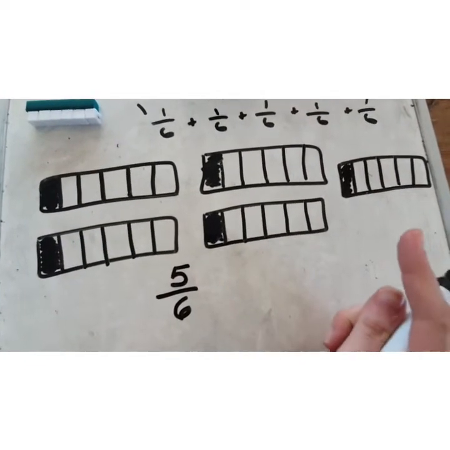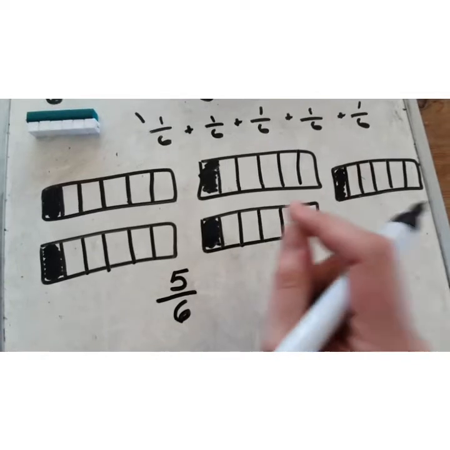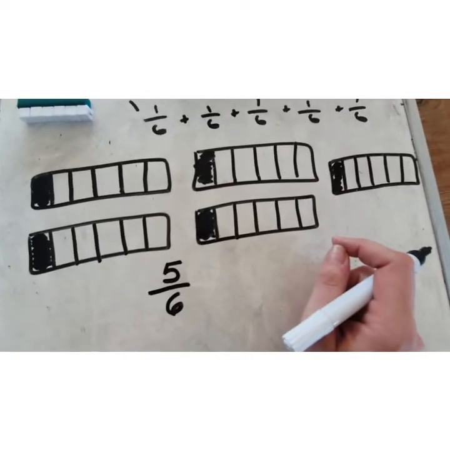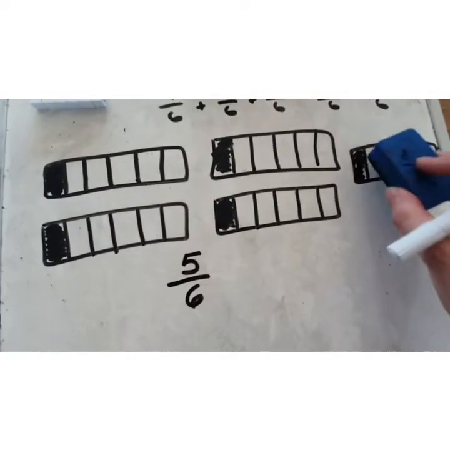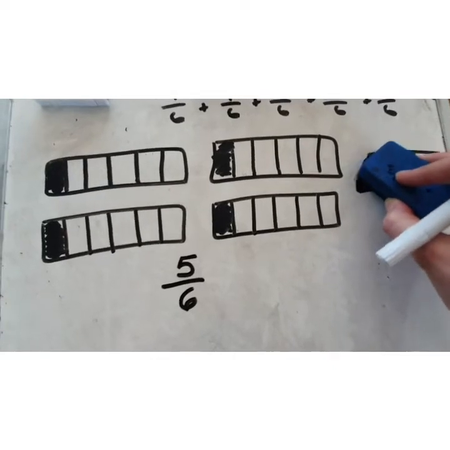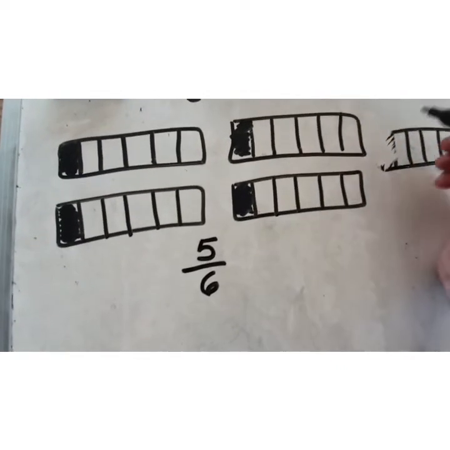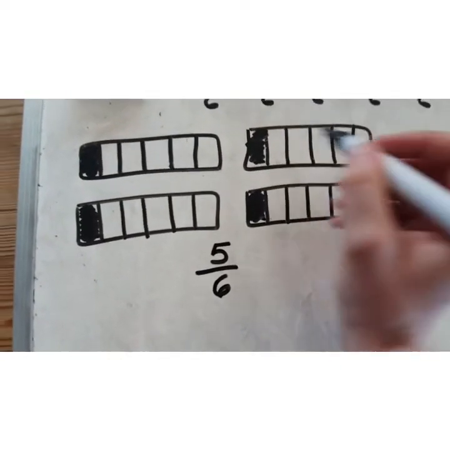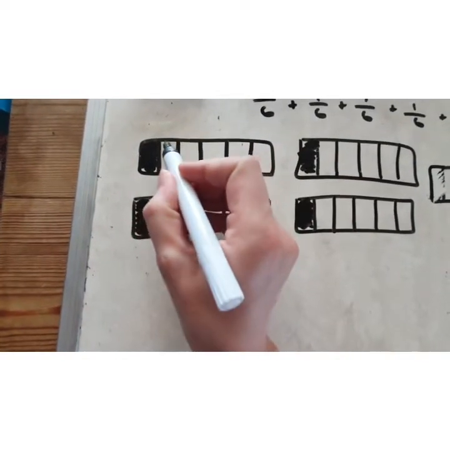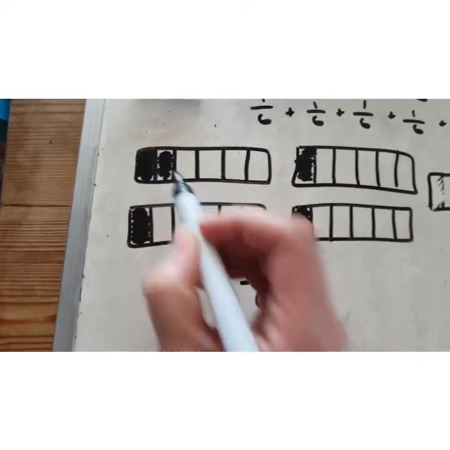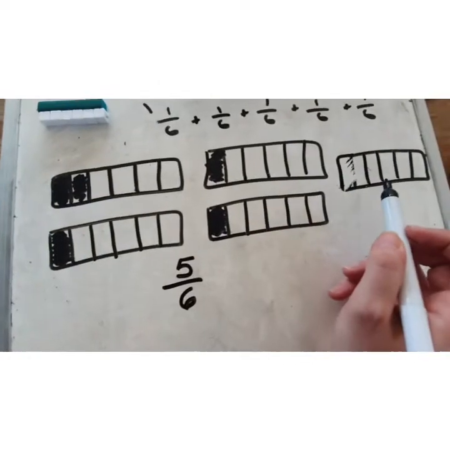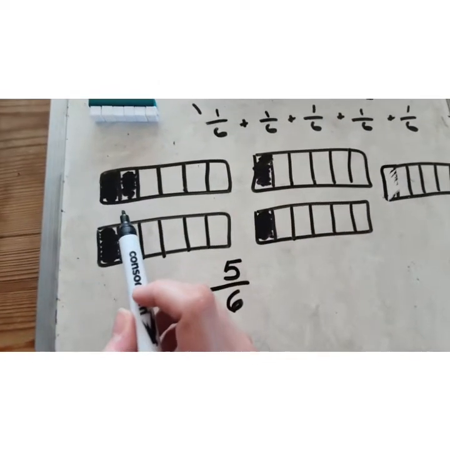So another way I can show that this is true is by changing the boxes that I've coloured in. So for example, if I take this one and I rub it out, and rather than colour in this box, I'm going to colour in this box. So I've still got 5 sixths coloured in. I've just coloured in nothing on this rectangle and 2 on this one.